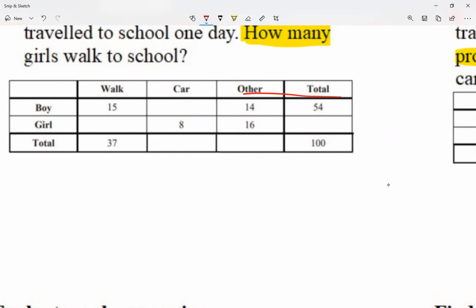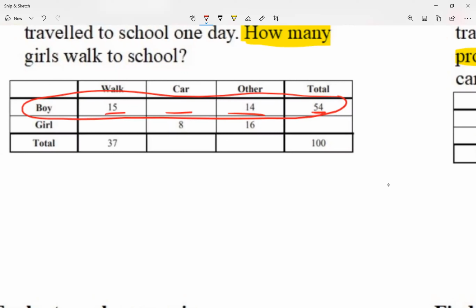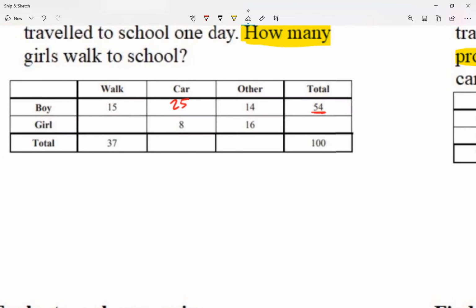So an example, I can look at the row of boys. I know the total should be 54. So that means if I add these smaller values, this should add up to 54. So what I'm going to do is 54, which is the whole total, minus 14 and minus 15. So I start with the total and I subtract the other numbers given, and the number that I get is 25. So this number right here is 25. If you add the three small numbers, 15 plus 25 plus 14, it should add up to 54. Total basically means how much all the small numbers add up to.